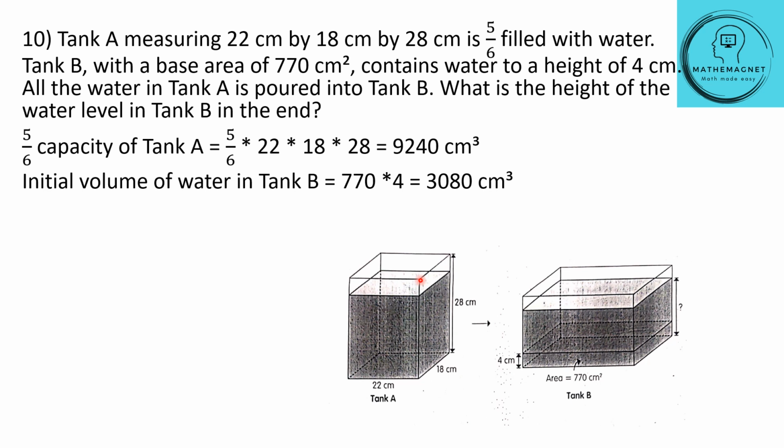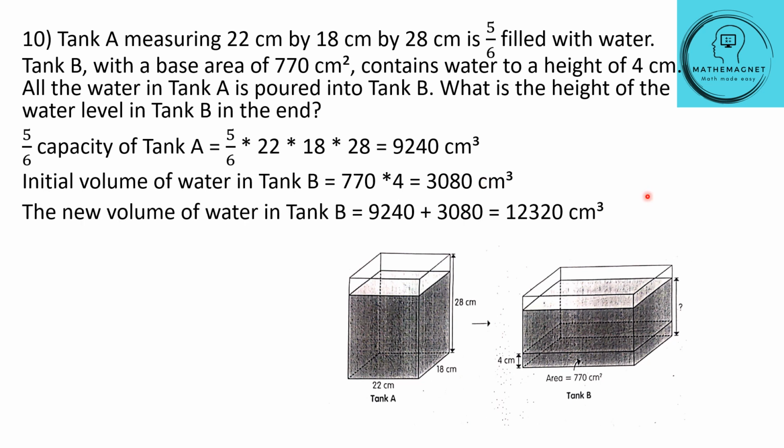Now water from tank A is poured into tank B, that is this 9240 centimeter cube of water is poured into tank B. So 3080 plus 9240 will be the new volume of water in tank B, which is equal to 12,320 centimeter cube. That is the new volume of the water in tank B.